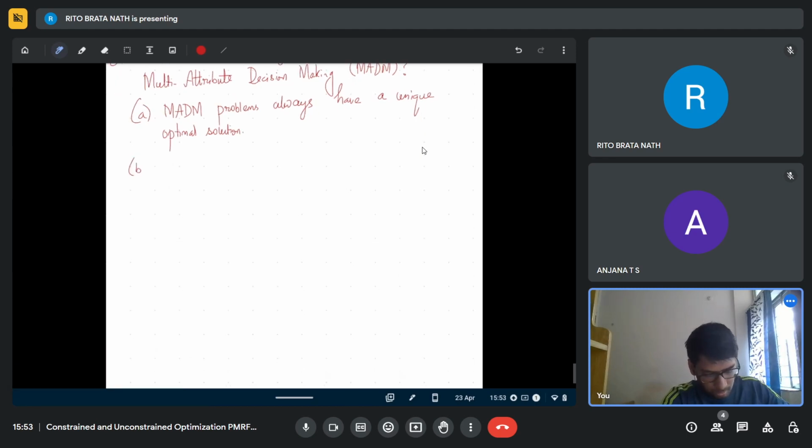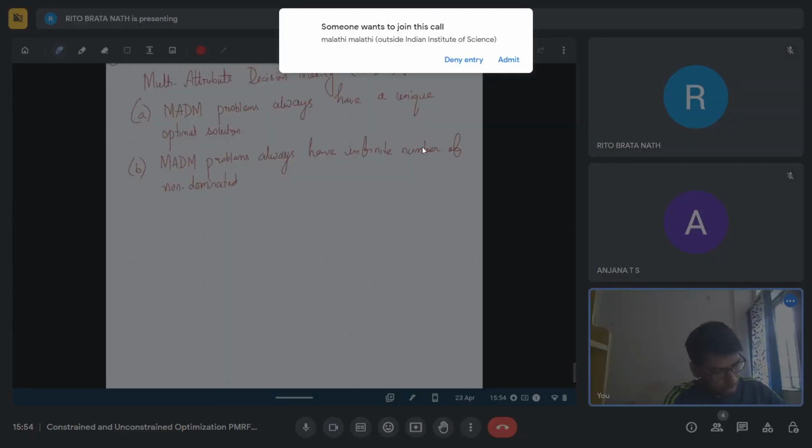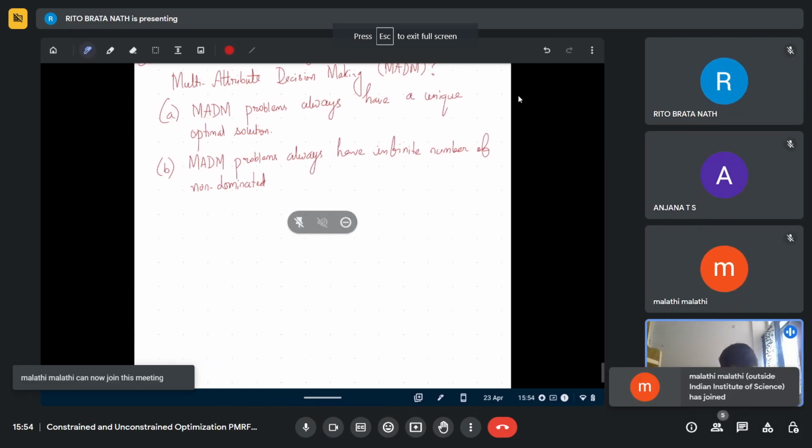Option B is: multi-attribute decision-making problems always have an infinite number of non-dominated solutions. This is not true actually, because in the multi-attribute case, when you have a finite number of attributes, this might not be the case.